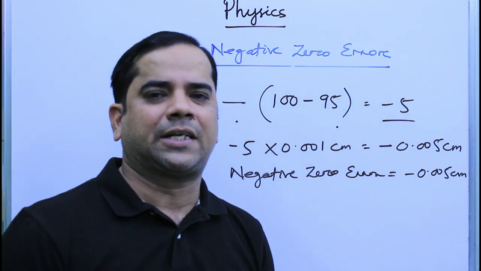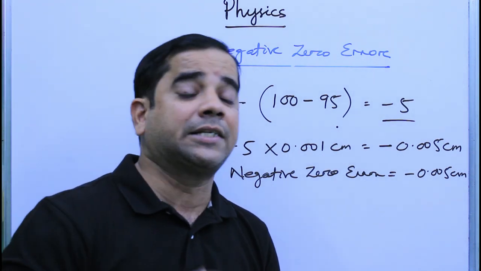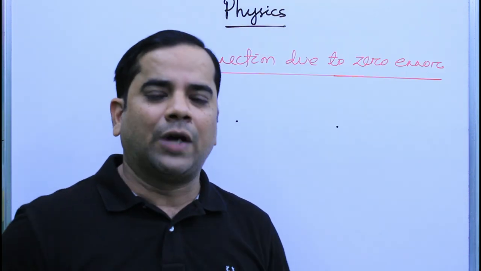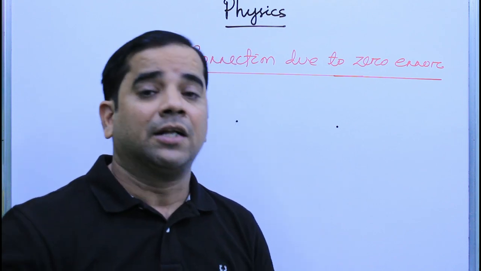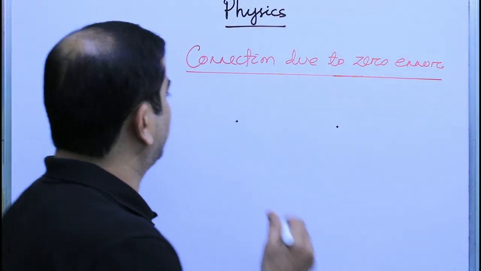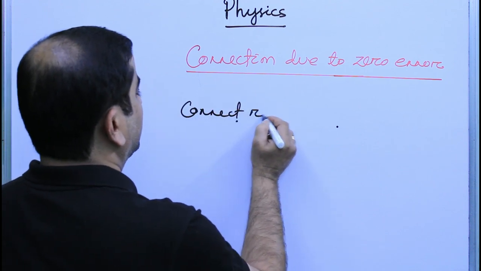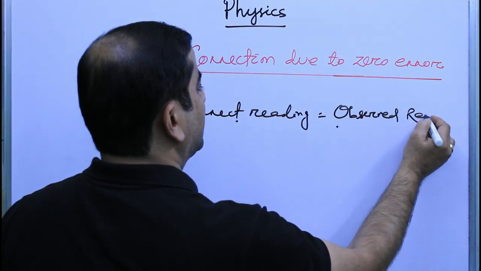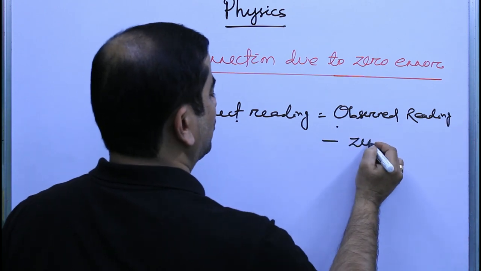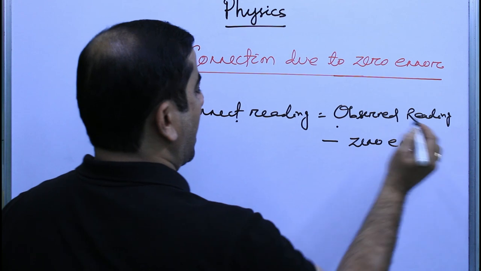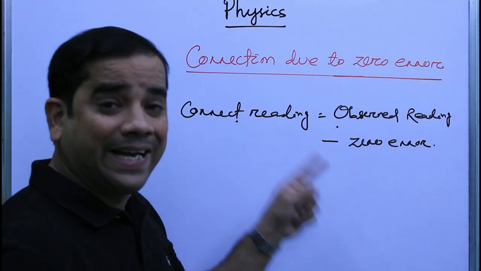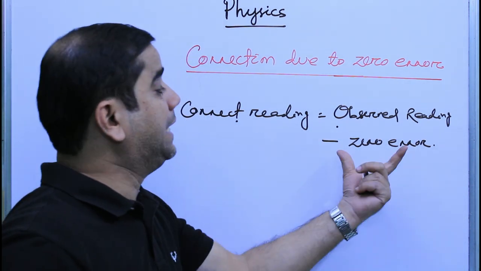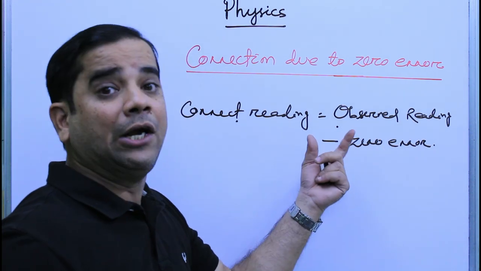Okay. Now, as we have discussed the positive zero error and the negative zero error, let us proceed further and discuss the correction we need to make due to zero error. Okay, students, to find the correct reading, we need to subtract the zero error from the observed reading. That means, correct reading is equal to observed reading minus zero error. Okay, and we need to keep in mind that we have to maintain the sign of the zero error while putting the value over here. That means for positive zero error, we need to have a plus sign. For negative zero error, we need to have a negative sign.